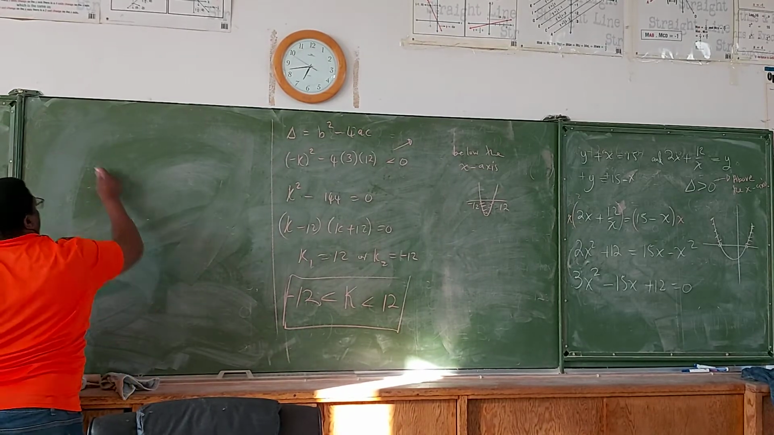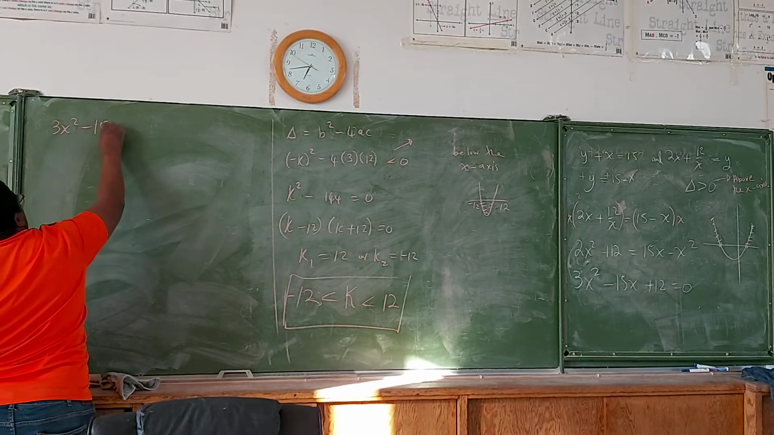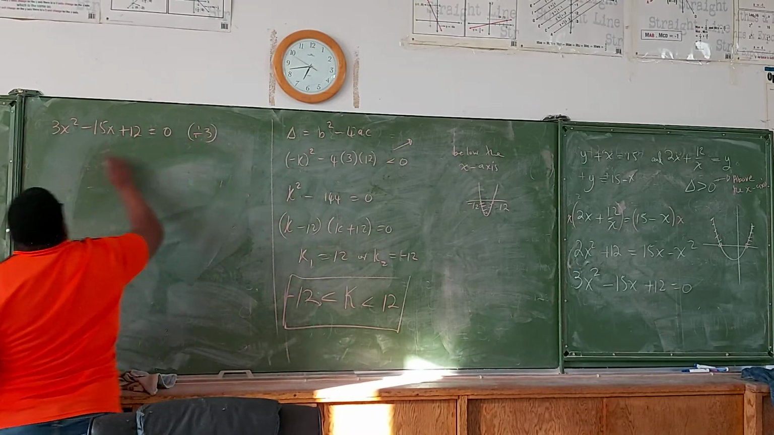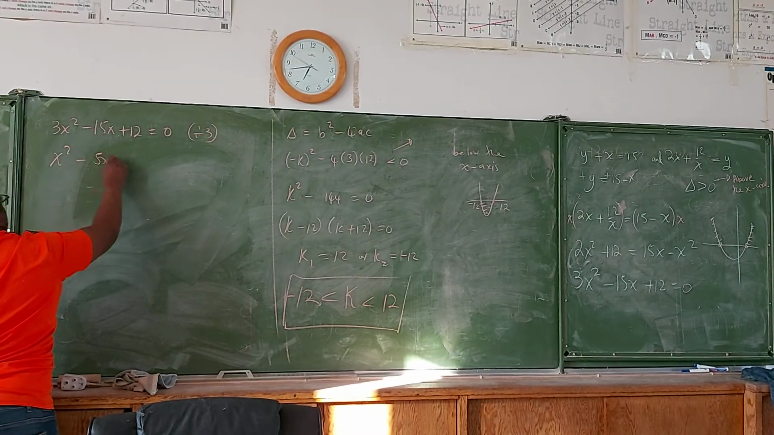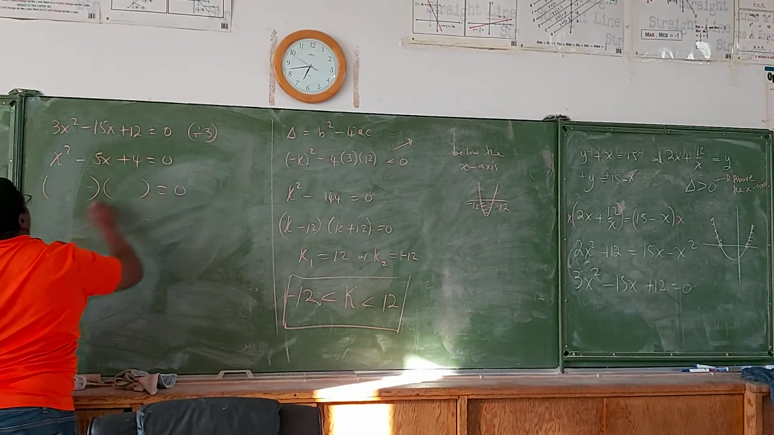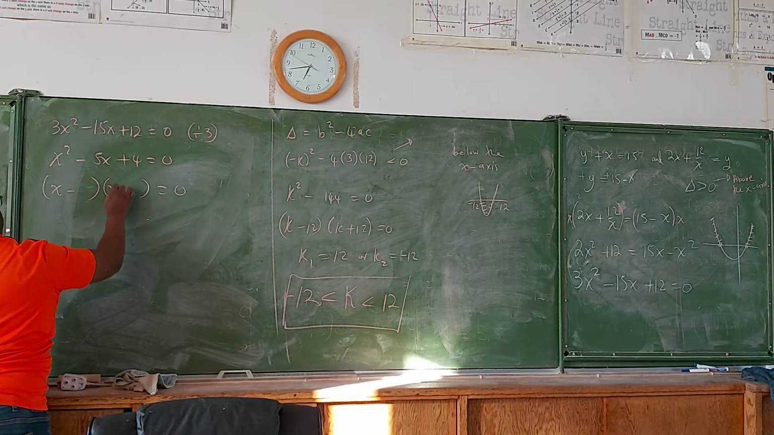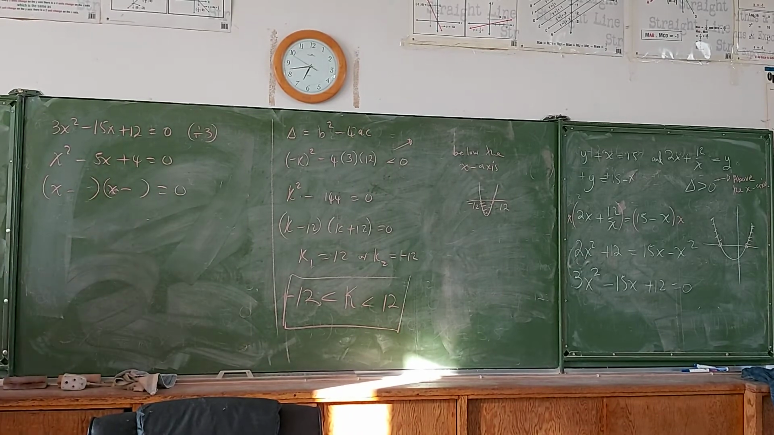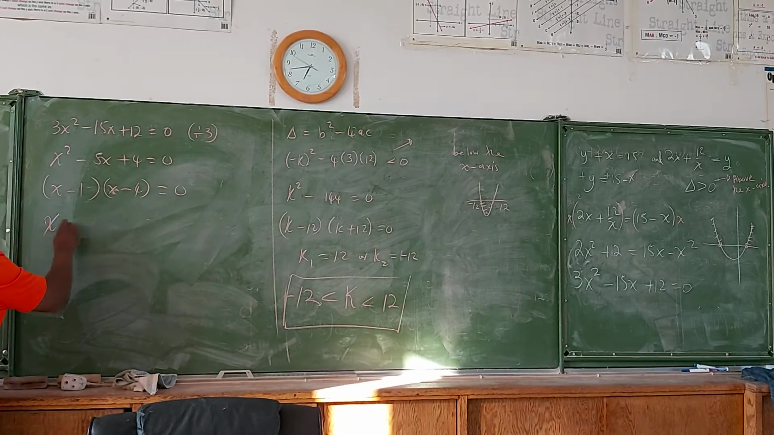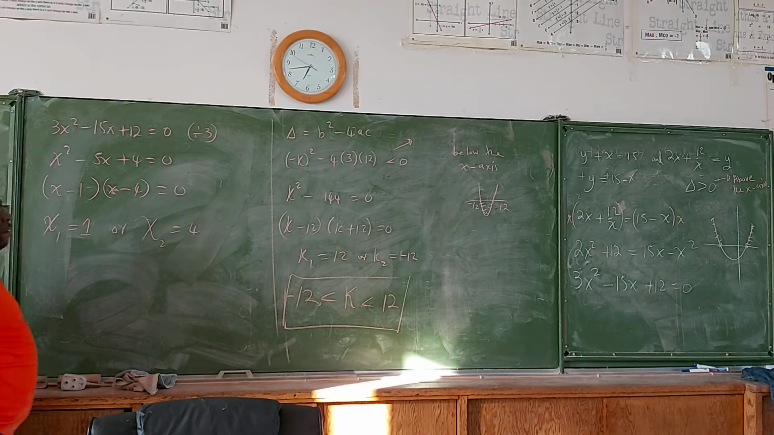Right. So when we take that equation 3x squared minus 15x plus 12 equals 0, and we divide by 3, it's x squared minus 5x plus 4 is equal to 0. Two numbers that multiply to give 4. That's a minus, so I'm going to have two minuses: minus 4 and minus 1. So one solution for x is going to be positive 1. The other solution for x is going to be positive 4.